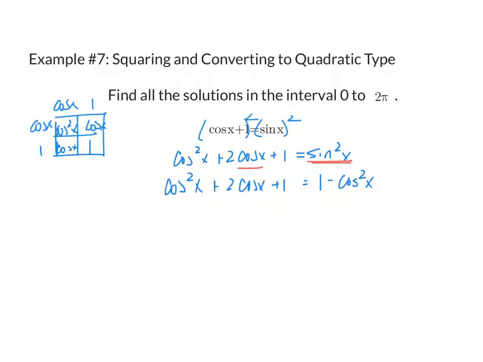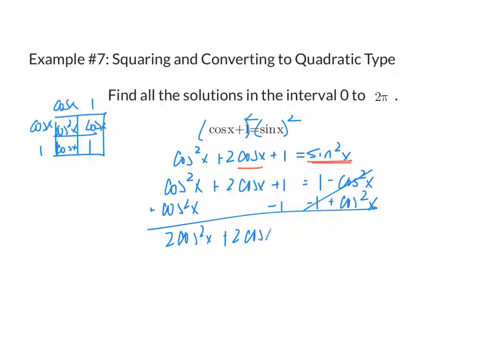Okay, so I want to move the right-hand side to the left-hand side, so I'm going to subtract 1 and add cosine squared x. Okay, that cancels, and I'm left with a cosine squared plus a cosine squared, which is 2 cosine squared, plus 2 cosine x equal to 0. The greatest common factor out of that situation is 2 cosine x. So if I factor out 2 cosine x, I'm left with cosine x plus 1 equal to 0.